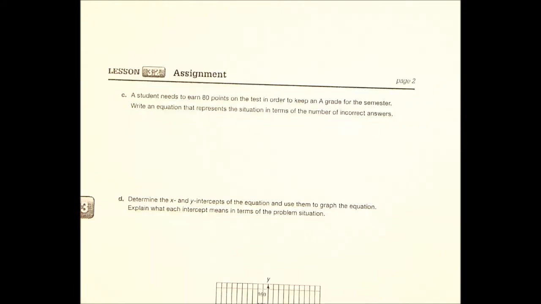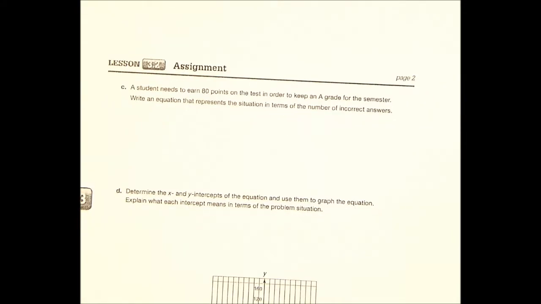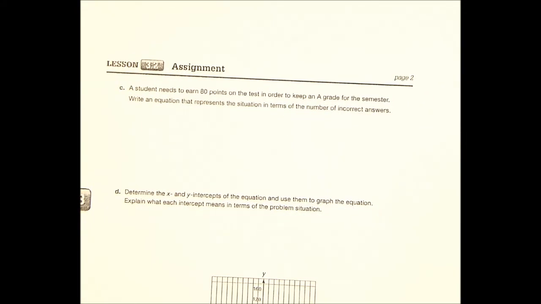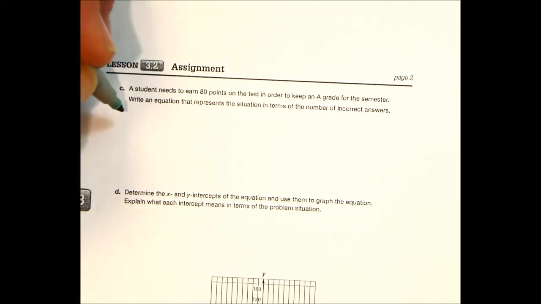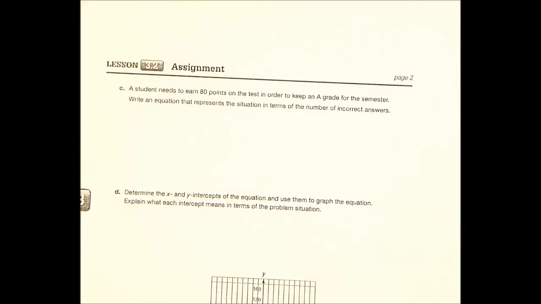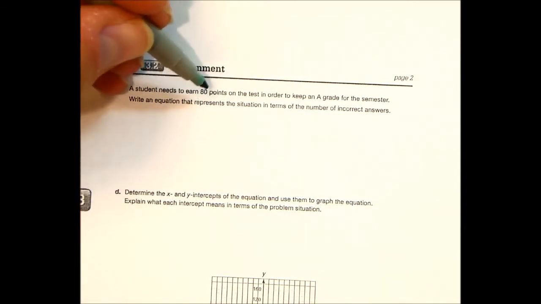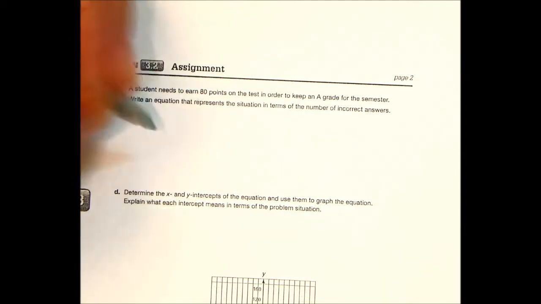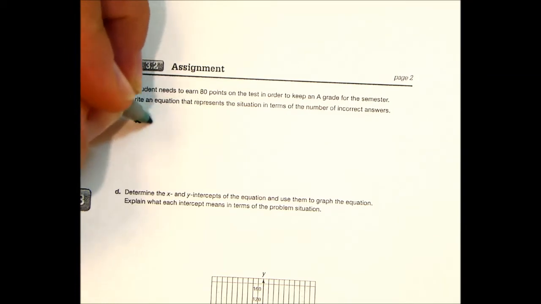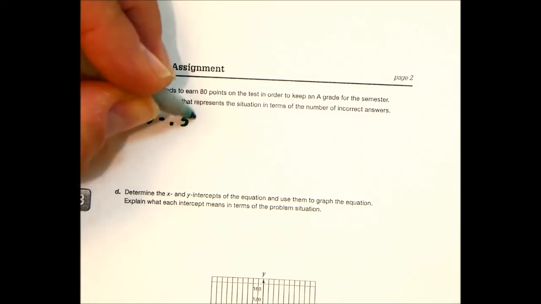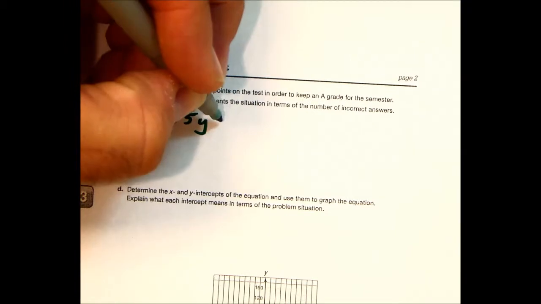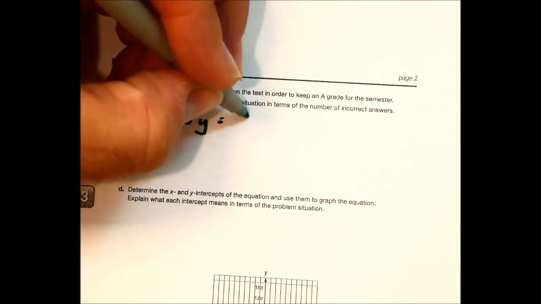Okay, so let's look at it. And here is our next question. It says a student needs to earn 80 points on the test in order to keep an A grade this semester. So that means now we're going to write an equation. The unique thing about the equation is now we have the answer, correct? So we have 2x minus 0.5y equals 80.